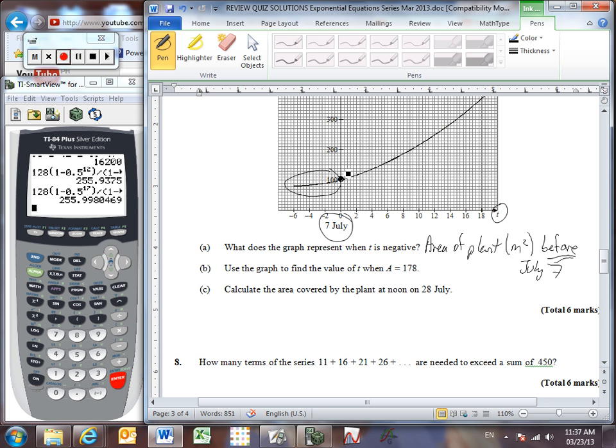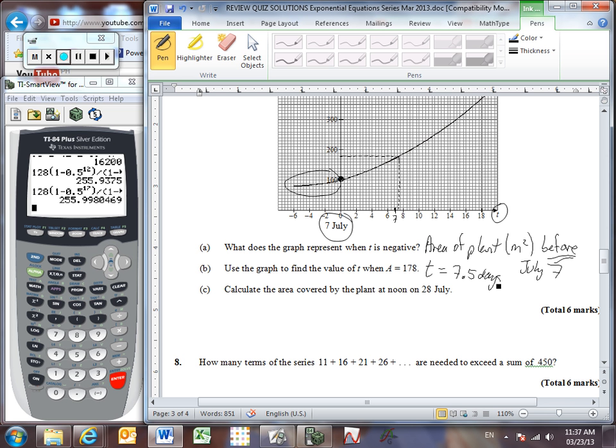Part B, use the graph to find the value of t when A, the area, is 178. Now I notice it takes me 10 little squares to move from 100 to 200. 178 must be just below the 8th square, so I'm just going to trace across here. And what is the number of days? Looks to be about 7.5 days, doesn't it? Somewhere between 7 and 8. So I'm going to estimate the value of t to be 7.5 days.